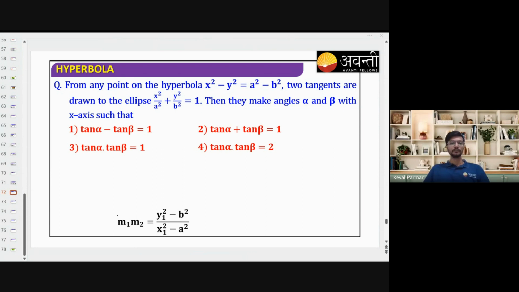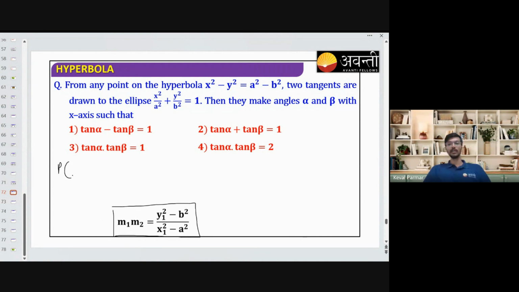Yeah. So this formula I have kept for reference for you all so that you don't forget. Let's start the question. What the question says is, from any point on the hyperbola, two tangents are drawn to the ellipse. This is a mixture of questions. So, the level of questions is increasing. These are some J level questions. So let's see. Let that point be P on the hyperbola.